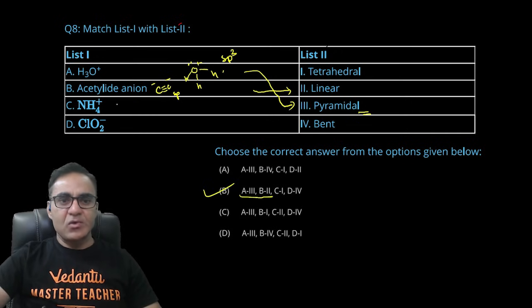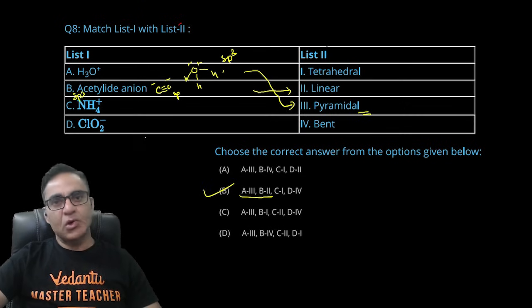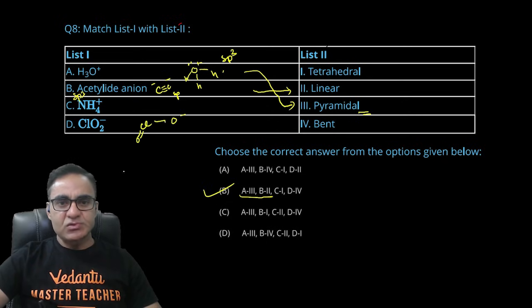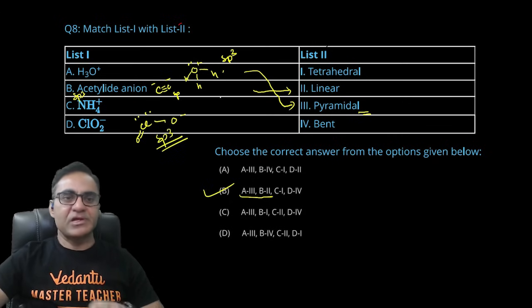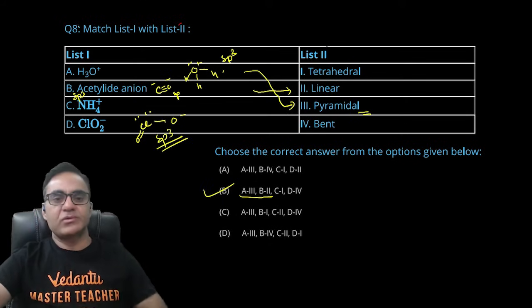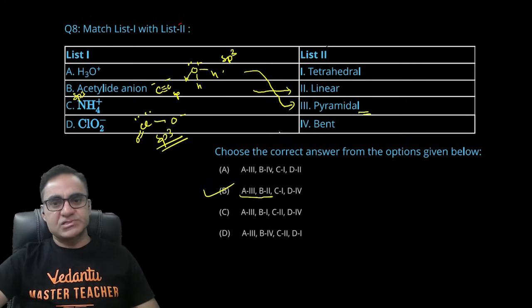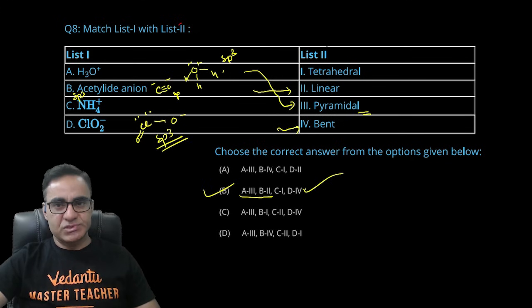NH4+ will be tetrahedral, nitrogen is sp3 hybridized without any lone pair, tetrahedral. ClO2- is going to be a bent structure, I guess. ClO2- has two lone pairs and two bond pairs. So it is an sp3 hybridized molecule. In an sp3 hybridized molecule, if the central atom has two lone pairs, it goes to a bent structure. So this is going to be a bent structure. So B is going to be the perfect answer of this question. Okay.